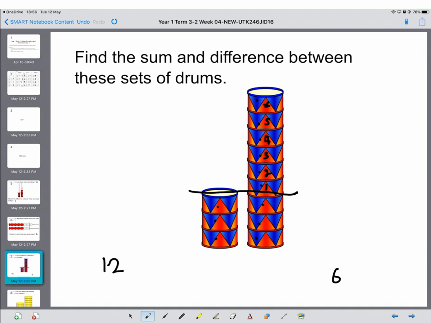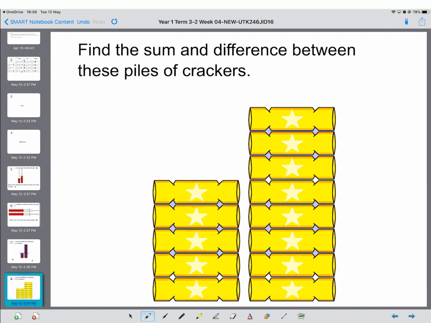Okay, next problem. Find the sum and difference between these piles of crackers. So the sum is 1, 2, 3, 4, 5 added to 1, 2, 3, 4, 5, 6, 7, 8, which is a total of 10, 11, 12, 13. So the sum is 13. The difference, I bet you can guess, draw it across, and we've got the difference of 3.